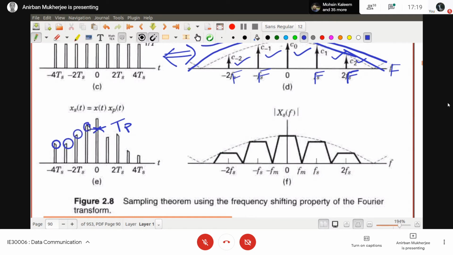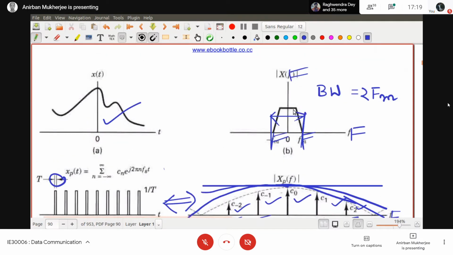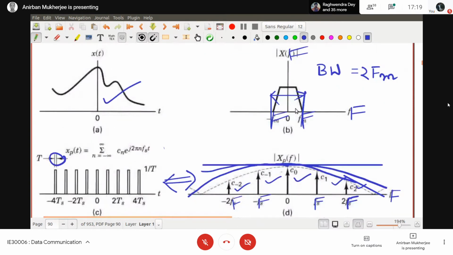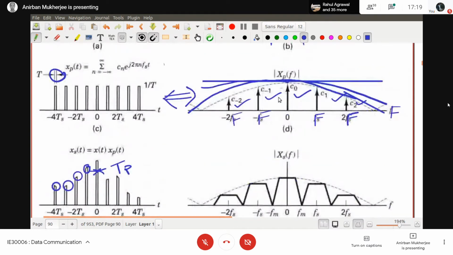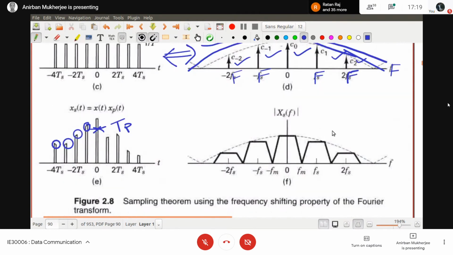This is the effect of the amplitude variation of x(t) that will come into place, which was absent in the previous case because that was some sort of point sampling. And if you do the convolution of this X with X(f), this is f.